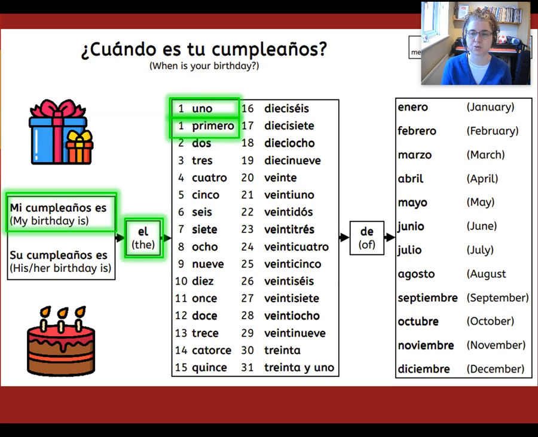Oh, but then there's two different words for first. You can use either of these. You can either use uno for the number one, or the first is the only one that has its own special word. Primero means first. So you can use either. Mi cumpleaños es el uno or el primero de diciembre.